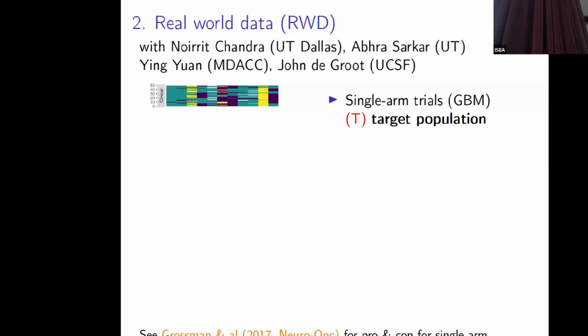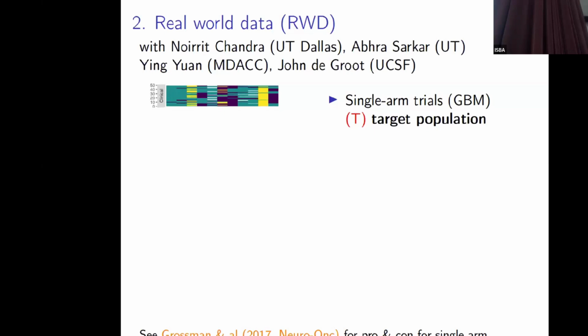So this is now the data for the current single-arm treatment-only study. On the vertical axis are some 40-something patients. On the horizontal axis, some 10 baseline covariates. And you can already see that most of the baseline covariates are binary or at most multinomial. That's the population for the current single-arm trial.